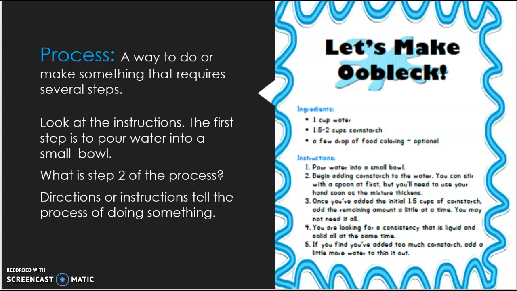So the first word is process, and that is a way to do or make something that requires several steps. Look at the instructions. The first step is to pour water into a small bowl. What is step 2 of the process? Right, that's where you're going to begin adding the cornstarch to the water. You can start with a spoon at first, but you'll need to use your hand as the mixture thickens. So we can see that right here in the instructions, step 1 and then step 2. So again, just the directions or instructions tell the process of doing something.